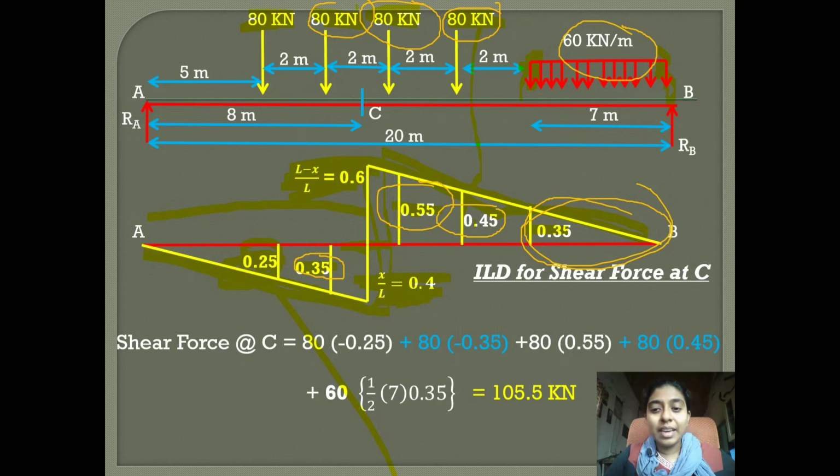What is the area under the load? It is a triangular area. So the area under this UDL is half into base into height. Base is 7, height is 0.35. So we get 105.5 kilonewton. If such problems are given, draw the influence line diagram, find the ordinates, and multiply them by the magnitude.